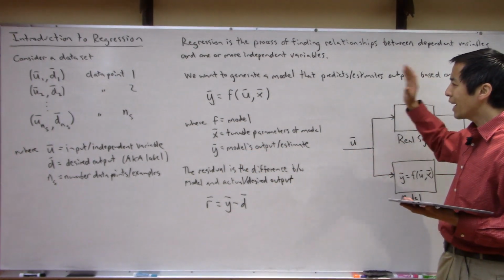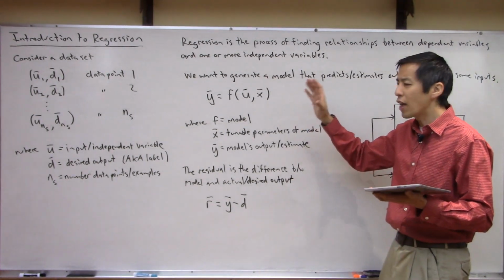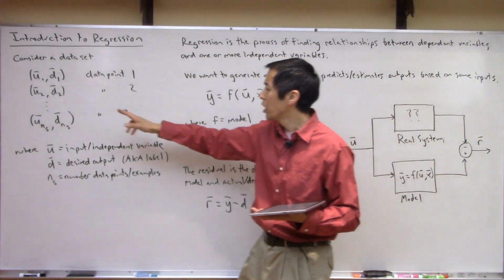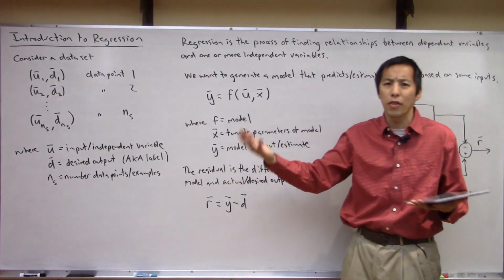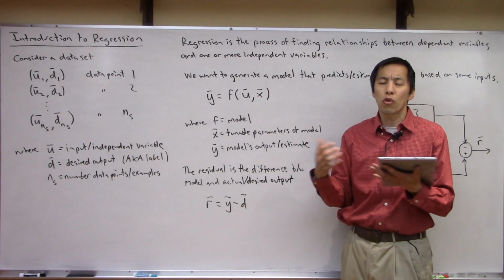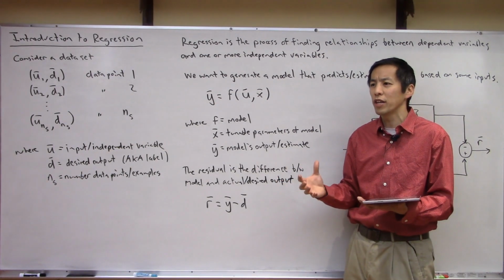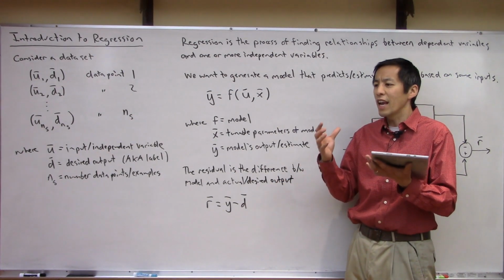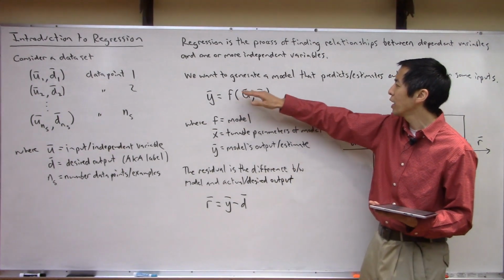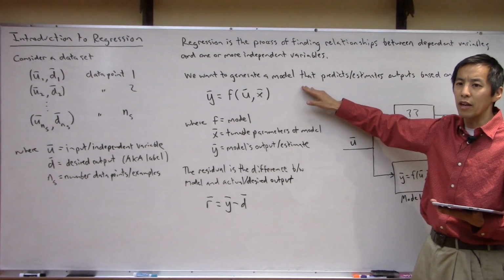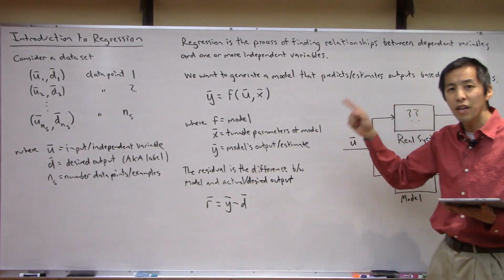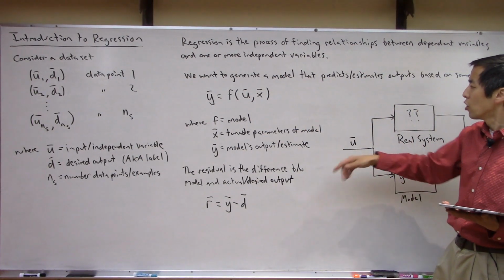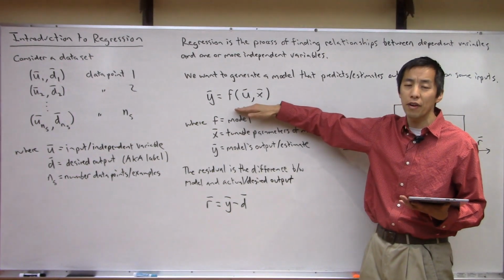So what we would like to do, though, in this case is that process could be very complicated, right? Going from U to D is some real process like the weather or something like that, and it's incredibly complicated. So instead of trying to do that and trying to understand that exactly, we want to generate some kind of model that is going to predict or estimate those outputs if we give it the same inputs. Okay, so this is what we're talking about in a very general sense, right?